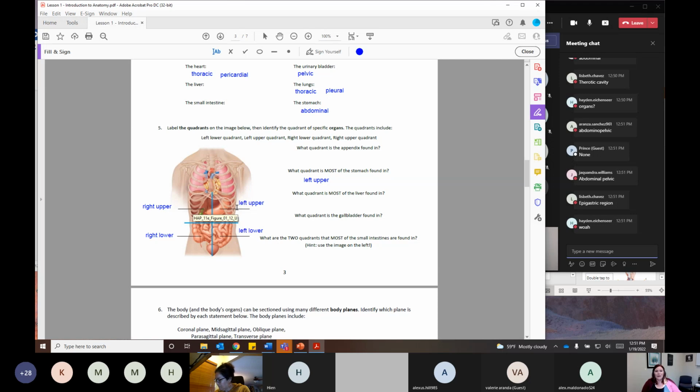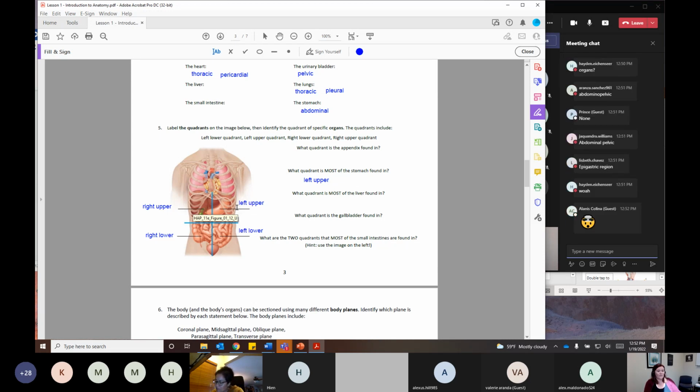Yeah, who found the mind blown emoji? Maybe we need to put that one back in there, right? Rocking your world. So never tell me what quadrants the heart and the lungs are found in. They're part of the thoracic cavity. They don't count.